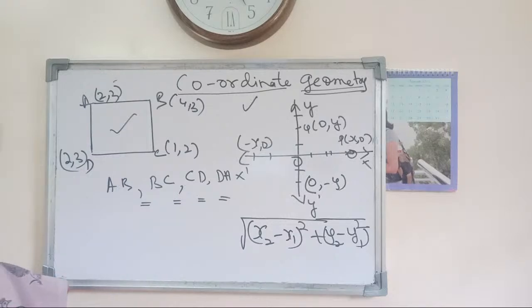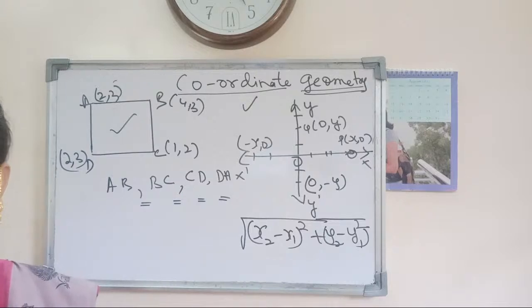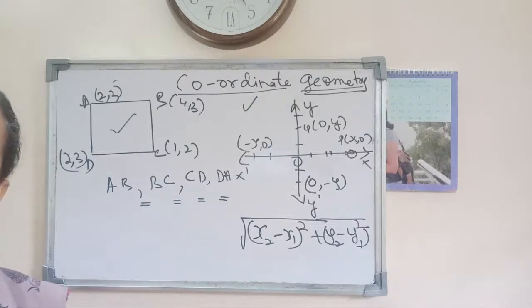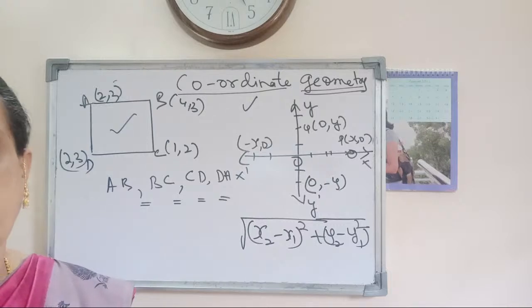Vertices of a rhombus, adjacent sides are equal, diagonals are not equal. Vertices of a square, all the 4 sides are equal, diagonals are also equal. Like that, we can make use of this distance formula to find the properties of the plane figures.